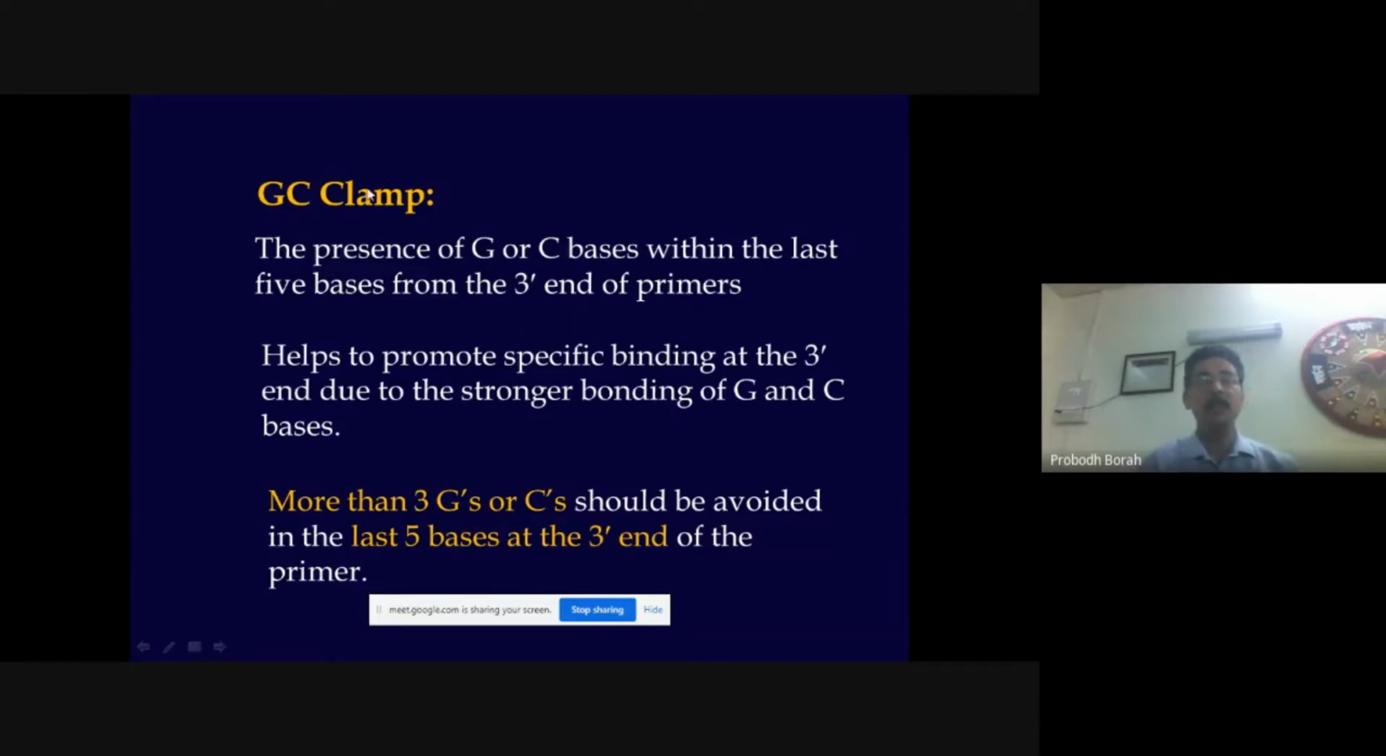So this is called GC clamp. But we should ensure that the number of G or C at the 3' end is not more than 3. Up to 3 G or C can be allowed, not beyond that, within the last 5 bases in the 3' end.